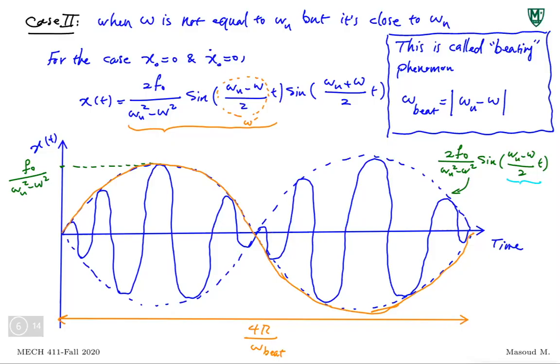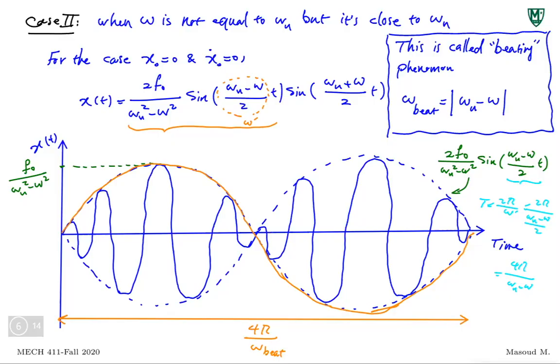If you take that as omega prime, T would be 2 pi over omega prime. So that would be 2 pi over omega n minus omega over 2. That gives you 4 pi over omega n minus omega. And omega n minus omega I defined as omega beat, so that's where you get this 4 pi over omega beat, the time period for the envelope.